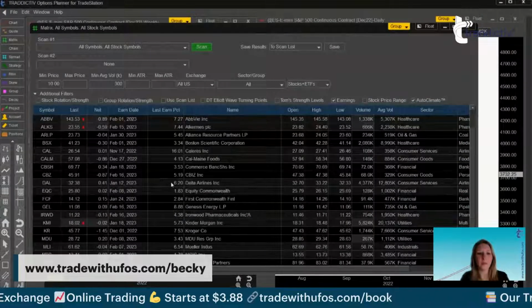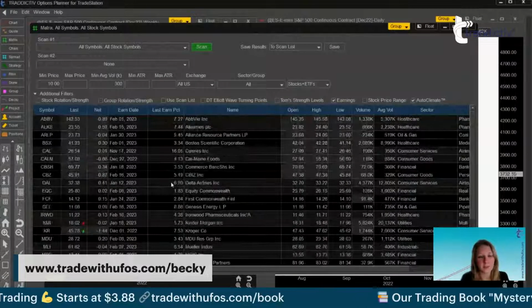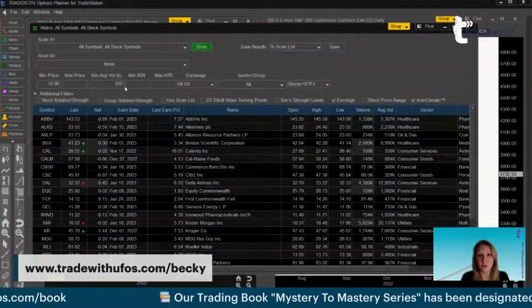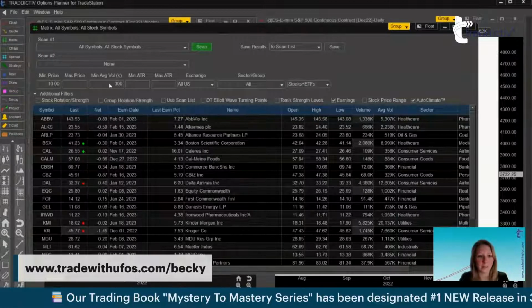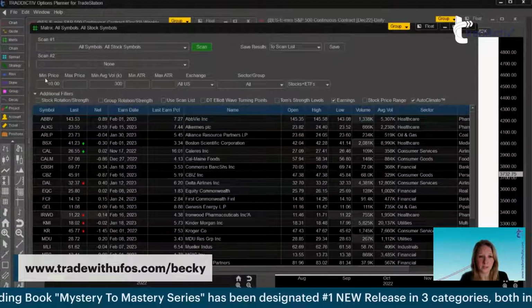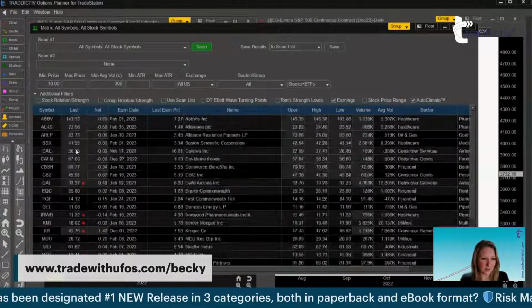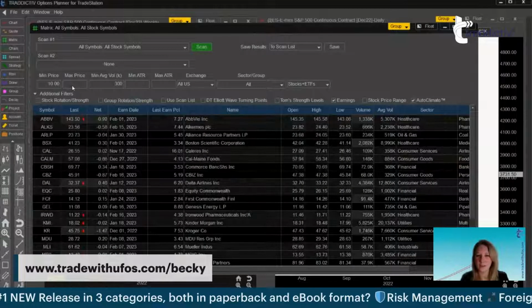Okay, so now we have this list of stocks that fit the criteria that we're looking for. More than 300,000 in terms of volume, minimum average volume on a daily basis. We have a minimum price of $10. Maximum price, there's nothing in here that's too expensive. Of course, that's a relative term.